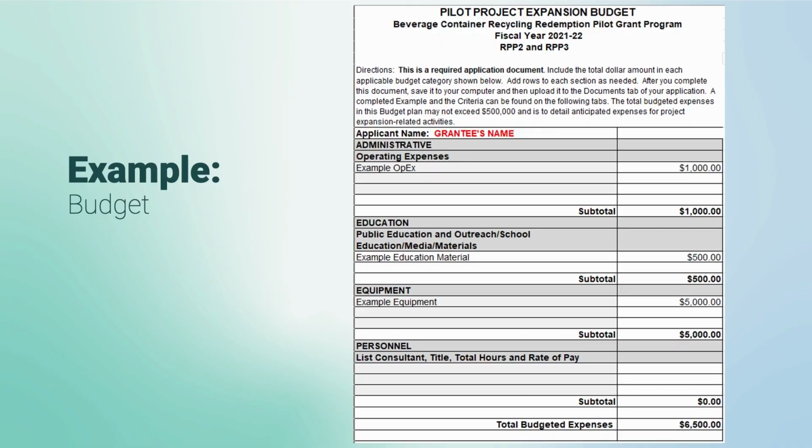This slide shows an example of an acceptable budget document. The applicant will complete this form listing various items in the applicable categories, such as operating expenses, education, and personnel costs, and provide the total budgeted expense amount.